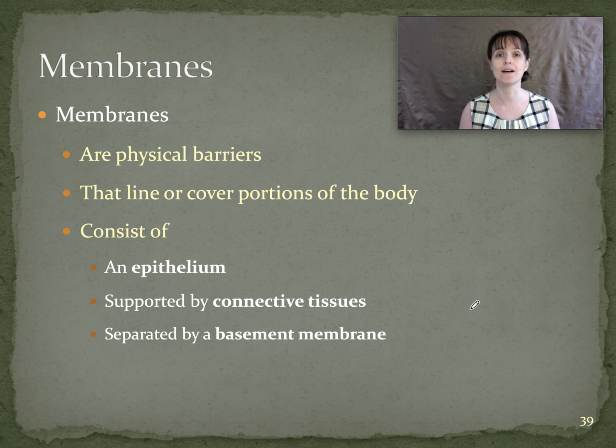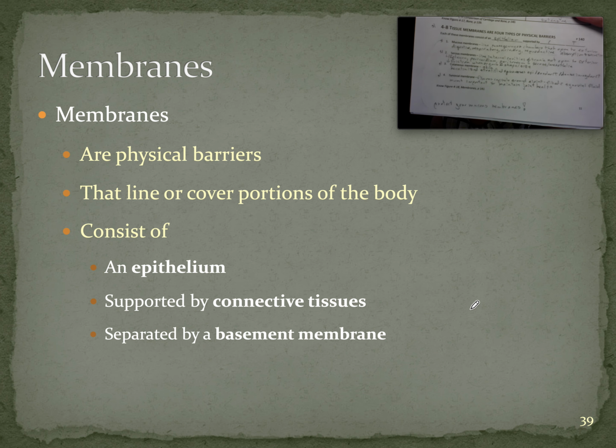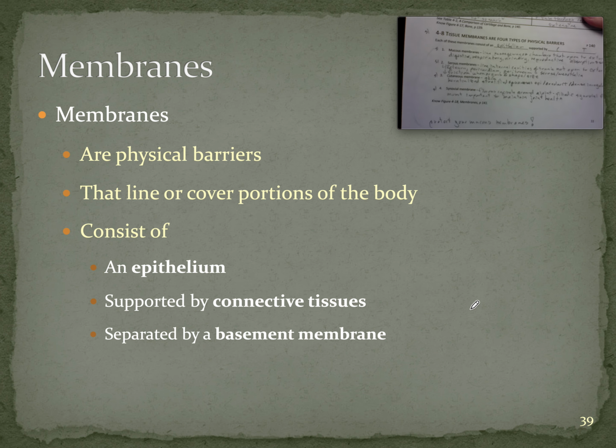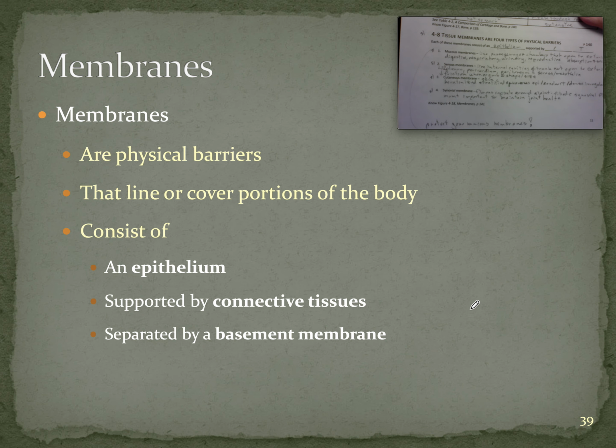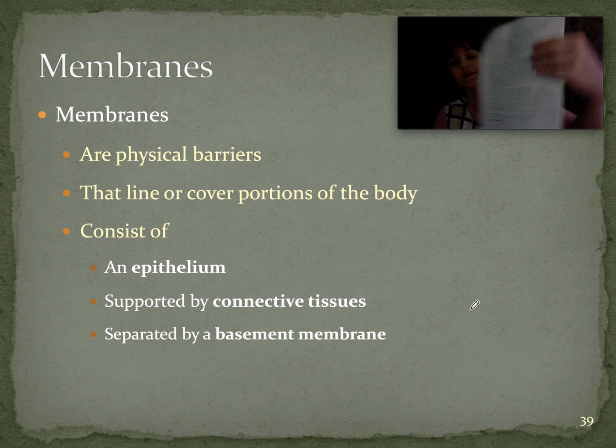Let's dig in. We are on ANP1, lecture test 2, video 7, and we're on page 11, or if yours printed out differently than mine, it should look like this. 4-8: tissue membranes are 4 types of physical barriers.